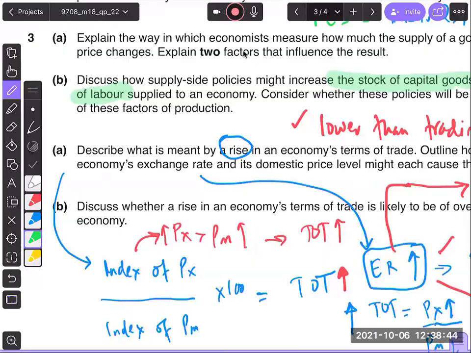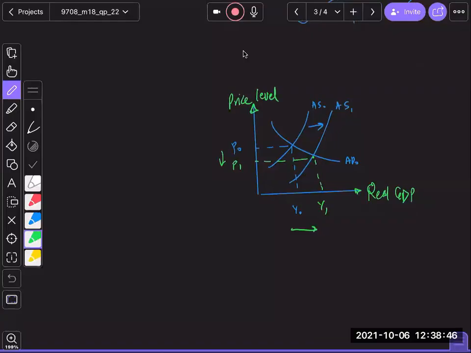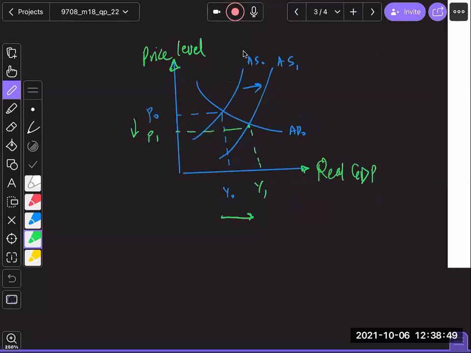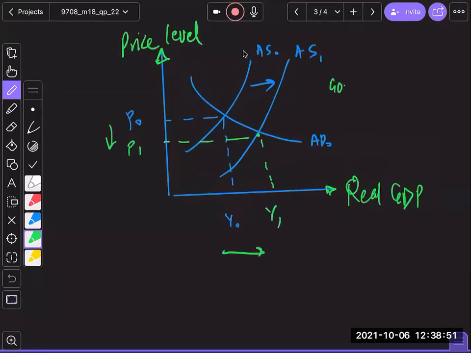Guys, let's talk about stock of capital goods. So basically, stock of capital goods can be improved through the government encouraging firms to do research and development, incentivizing firms to do research and development. Any other thing that they can do, guys? Let's first talk about capital goods only. Privatization can also do that, but let's talk about first how do you improve the stock of capital goods?